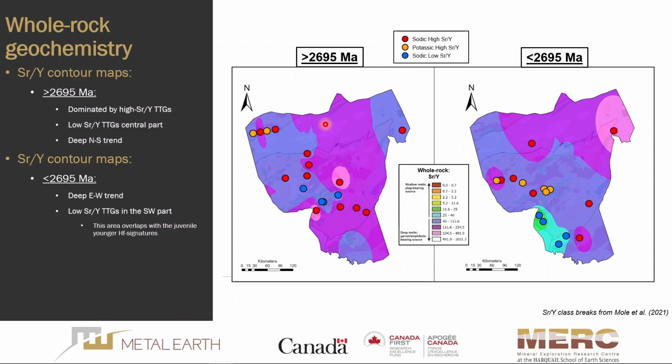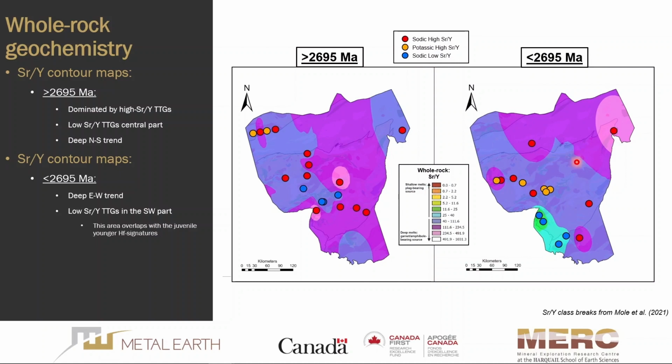So what we see here is that for the older rocks, most of the samples are plotting in this high strontium-yttrium field. There's an exception with some samples that are plotting here that are lower strontium-yttrium values. And so what I want to figure out from this is, okay, well, can I relate that to the source depth and how the crustal architecture would have been at that time?